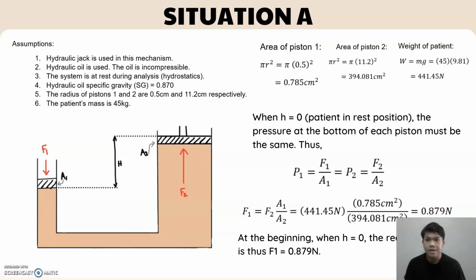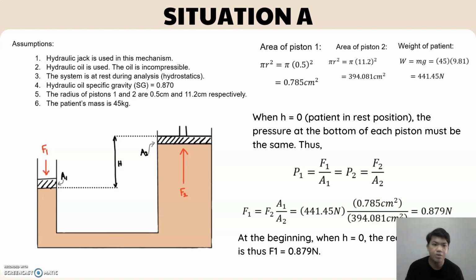So there are 6 assumptions. First, a hydraulic jack is used in this mechanism. Second, hydraulic oil is used and the oil is incompressible. The system is at rest during the analysis, which is in hydrostatic conditions. The hydraulic oil's specific gravity, Sg, equals 0.87, and the radii of piston 1 and piston 2 are 0.5 cm and 11.2 cm respectively, and the patient's mass is 45 kg.